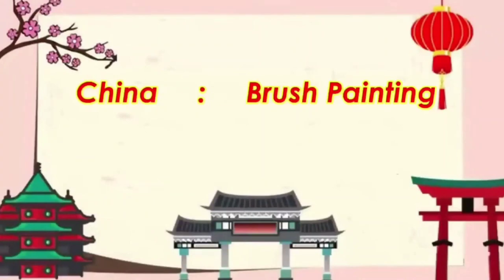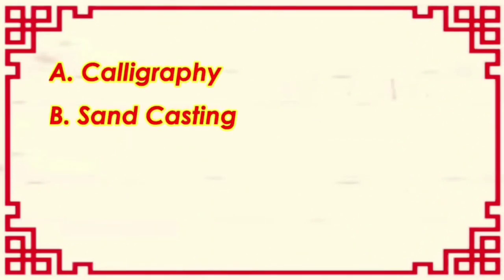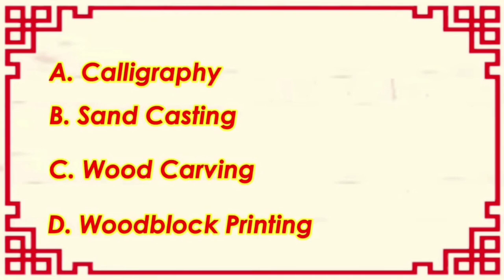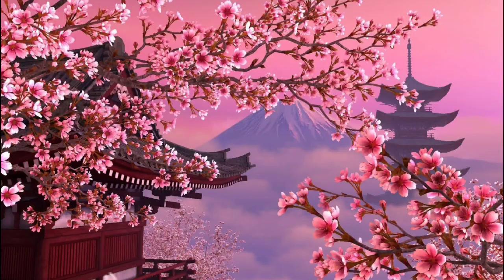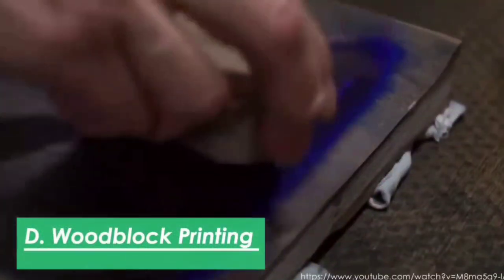For the third question, China is into brush painting. Japan is to blank. A. Calligraphy. B. Sand casting. C. Wood carving. D. Woodblock printing. Your time starts now. Time's up. The answer is letter D. Woodblock printing.